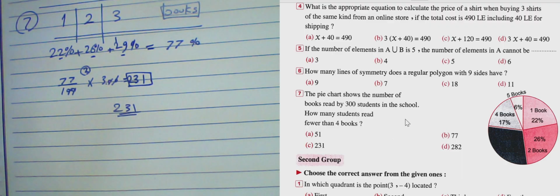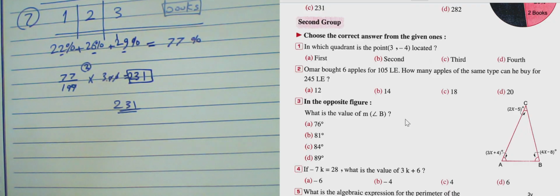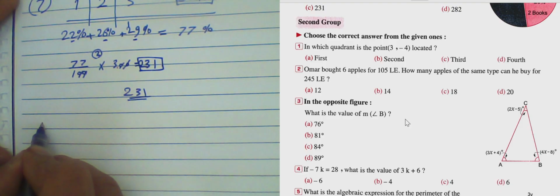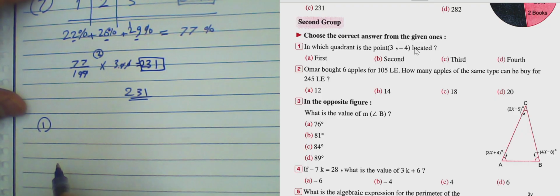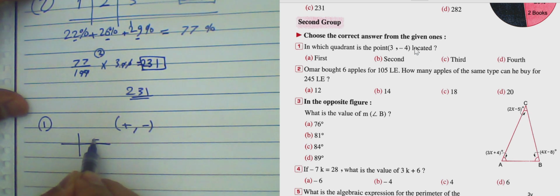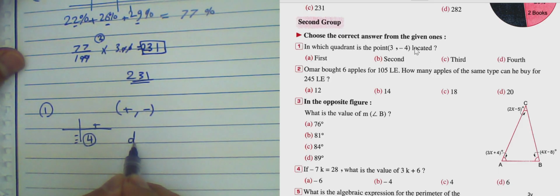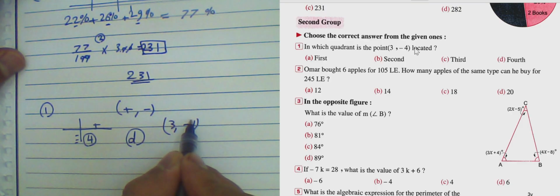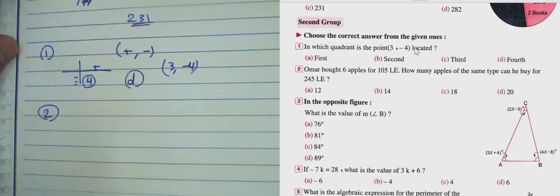Second group, choose the correct answer. In which quadrant are the points 3 and -4 located? We have the signs here, positive and negative. Positive and negative lies in the fourth quadrant. The first is positive and the second is negative. Looking here, x-axis positive and y-axis negative, so the point lies in the fourth quadrant. Choose letter D.